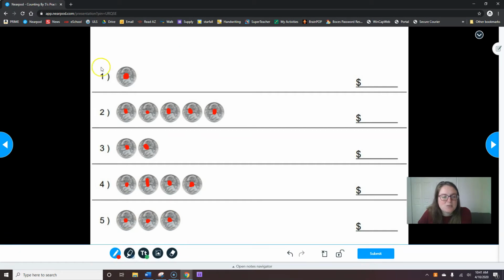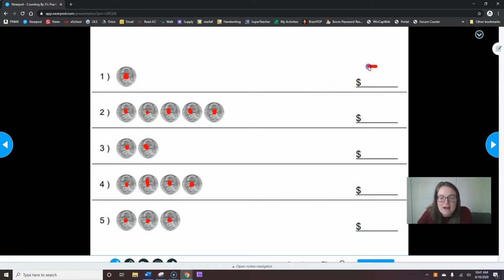Okay, so I did all my touch points. There's one in the middle of every nickel. And where you put it does matter. Okay, so when I'm counting to find the total in line 1, I only touch it once. So I have to touch it with my mouse. 5. So this shows 5 cents.